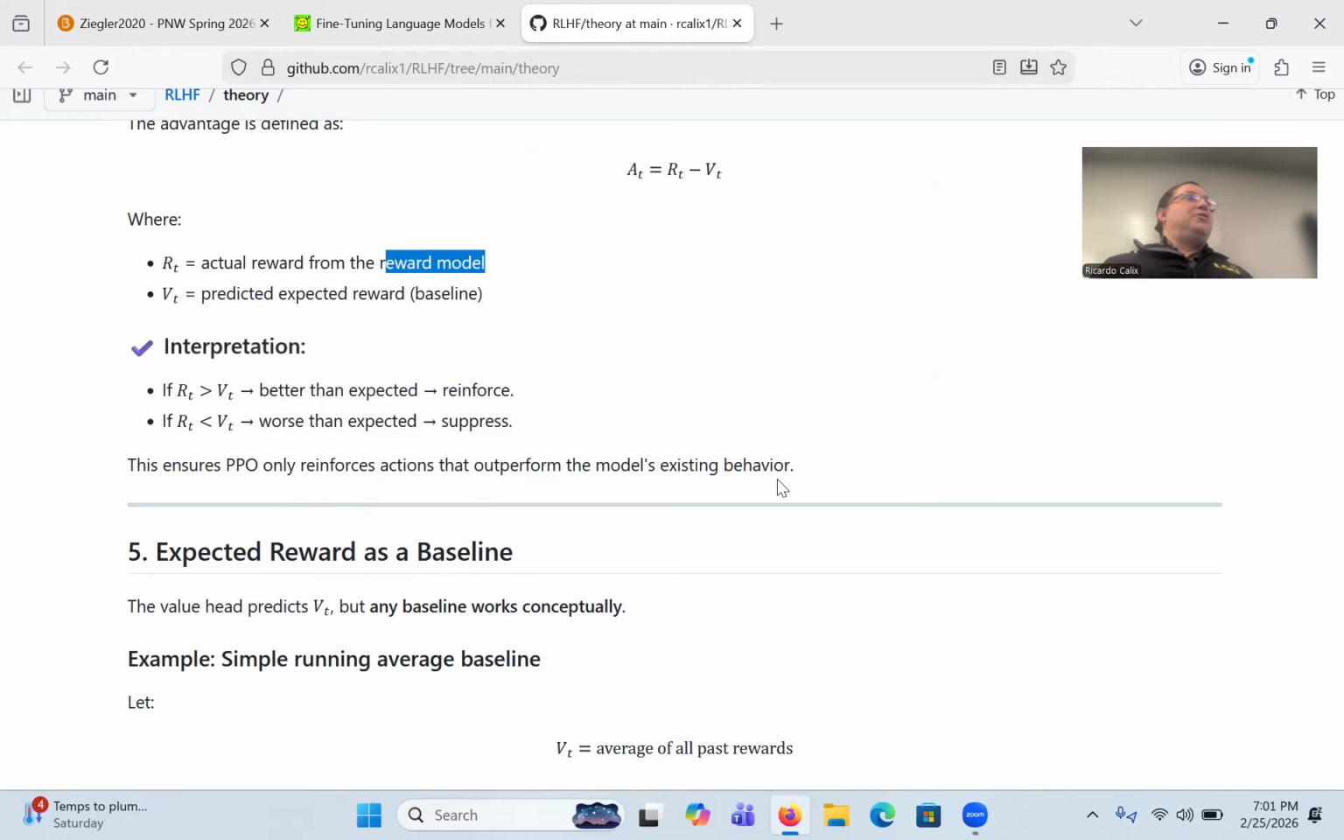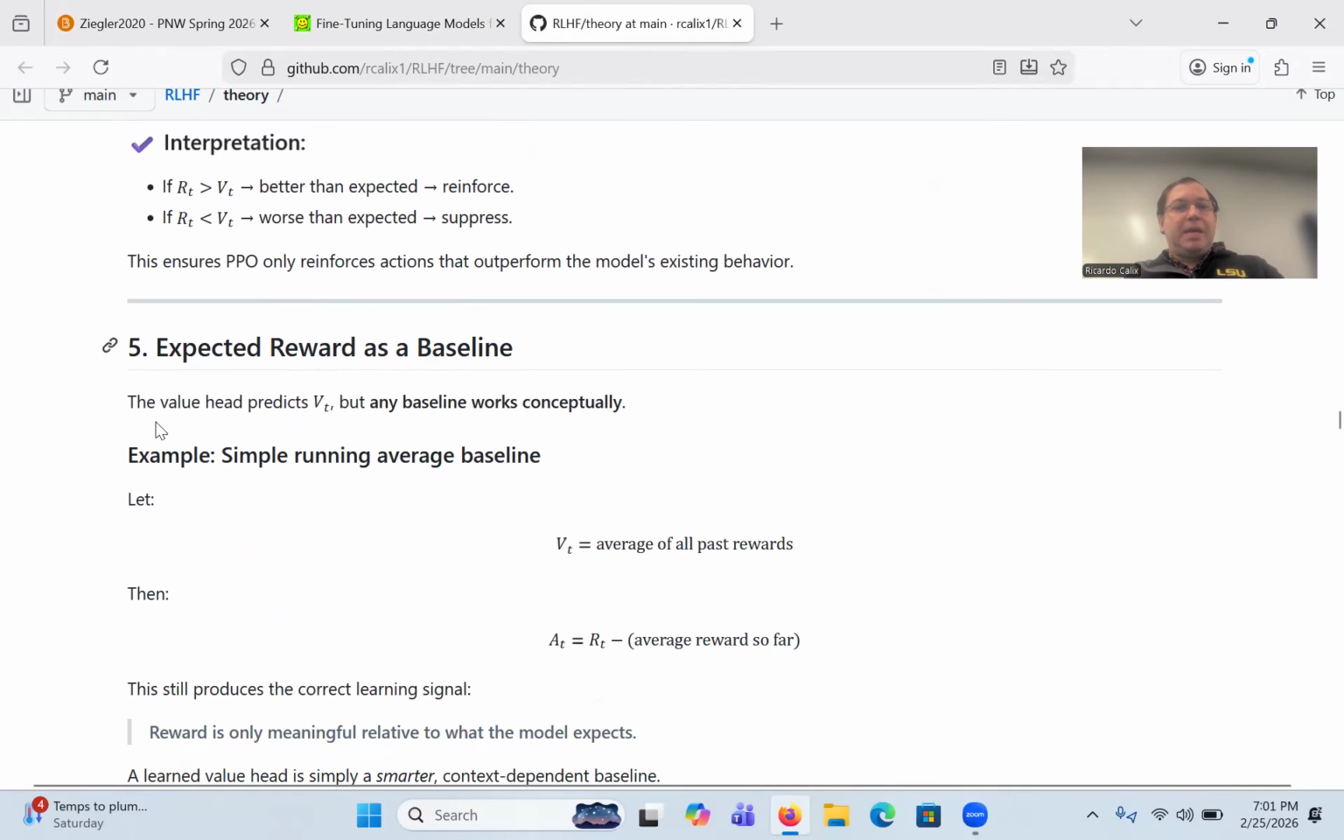So if you get a reward of 3, and the average is 3, what is the advantage? 3 minus 3 is 0. Nothing, right? Do you guys see that? So that's another way of understanding this. This ensures PPO only reinforces actions that outperform the model's existing behavior.